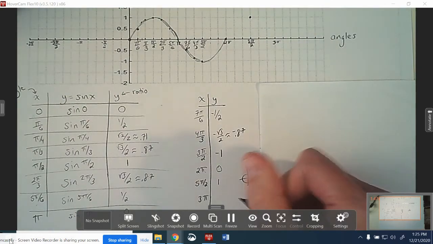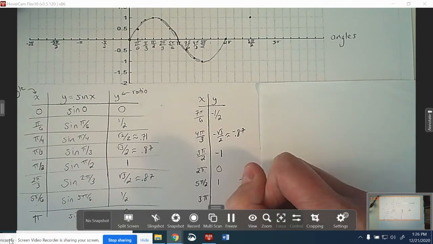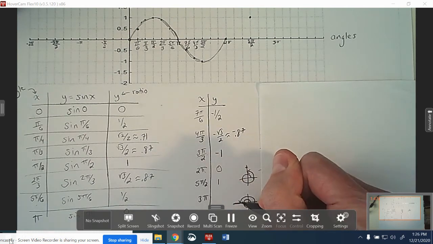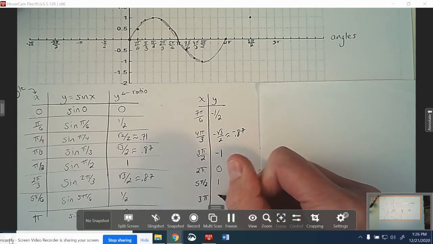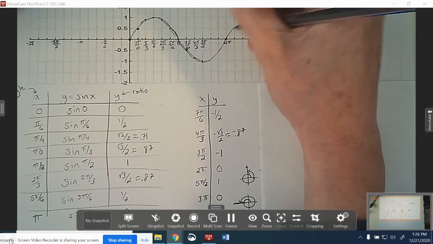Okay, now how about 3 pi? If you think about sketching 3 pi, it's all the way around 2 pi. 3 pi is going to bring you over here. It's coterminal with pi. So look at your unit circle. The ordered pair for pi is negative 1, 0. So the value of sine is 0. So what we have now is another hill.